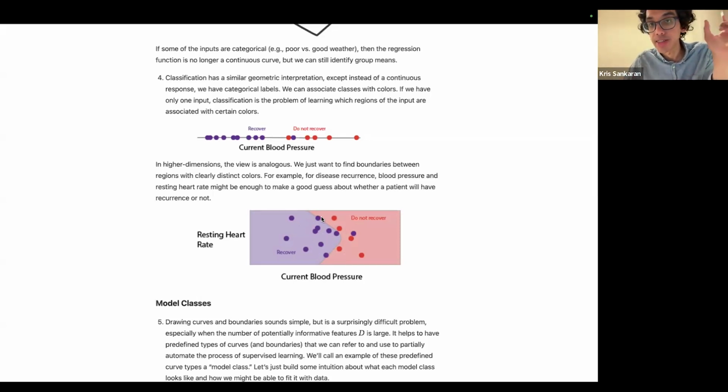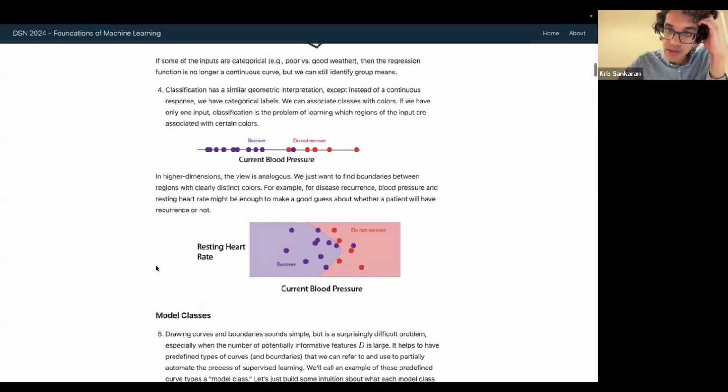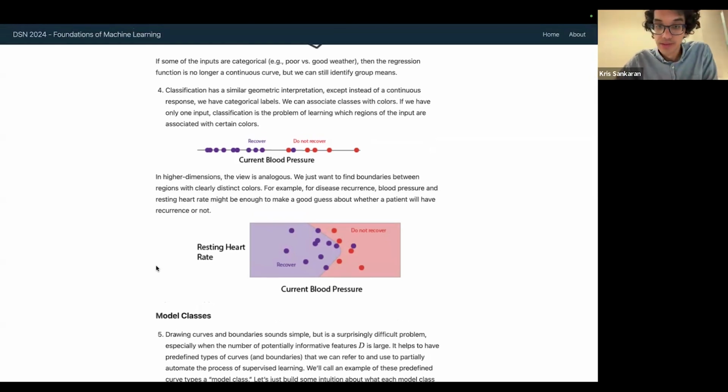It tends to actually get easier to separate the different groups the more dimensions that you have, because it means you have more relevant features. Okay. Any questions so far? This is the setup for supervised learning.